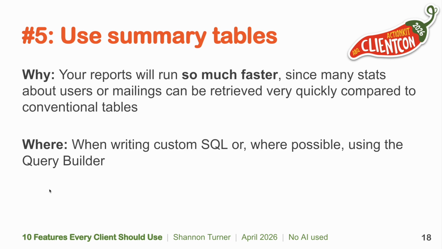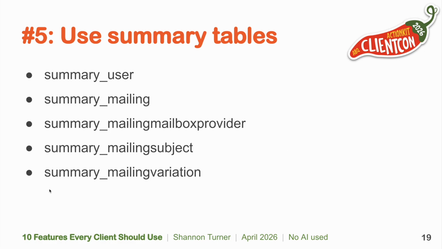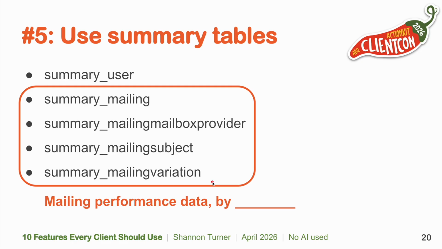Many query builder options use the summary tables. Many of our pages, like the mailing report screen, use these summary tables as well. These are the 5 summary tables that ActionKit currently has. That's summary user, summary mailing mailbox provider, summary mailing subject, and summary mailing variation. 4 of these have stats about mailings broken up by mailing or subject or variation or mailbox provider. So this is really helpful.